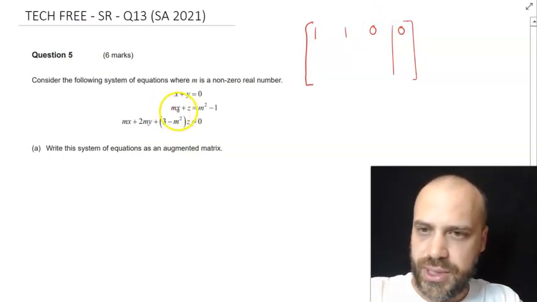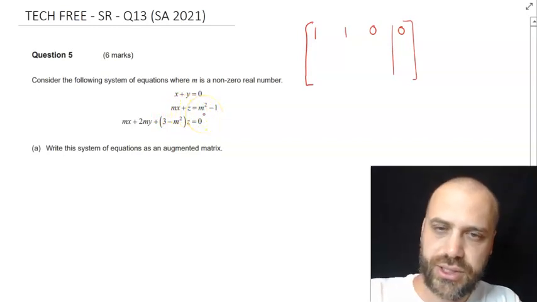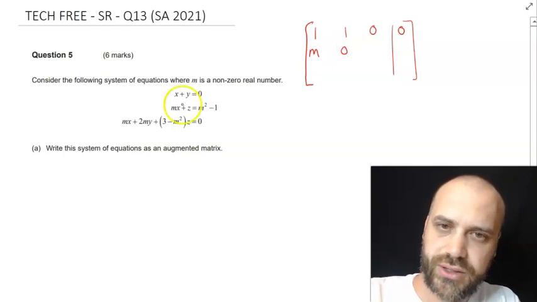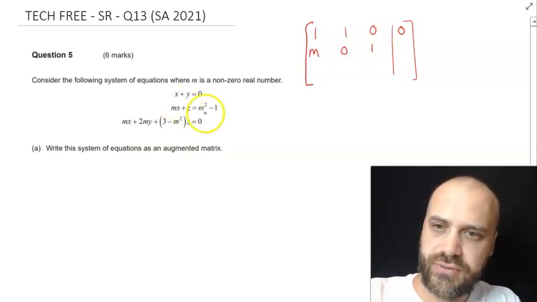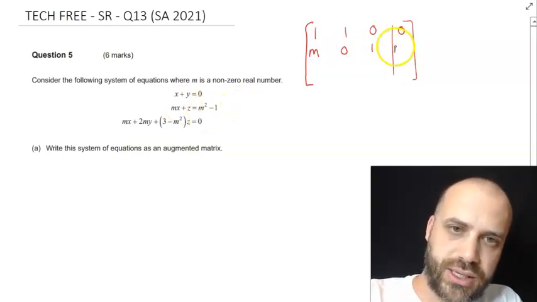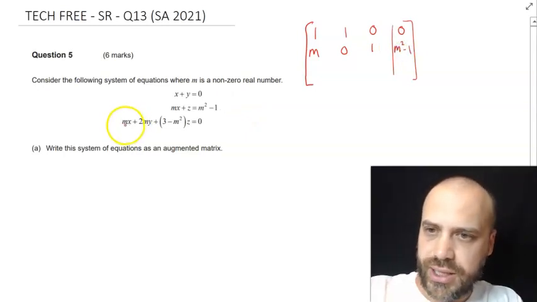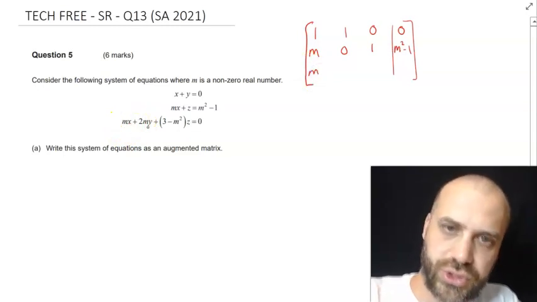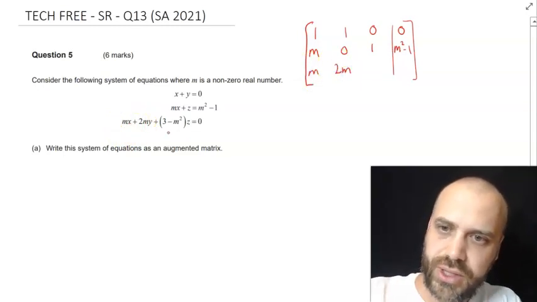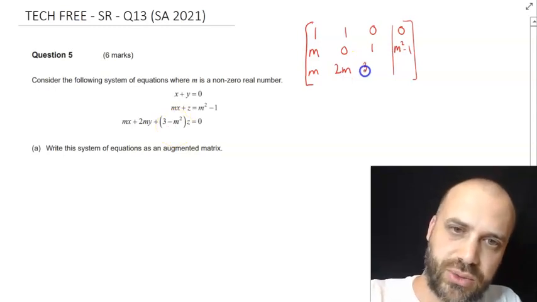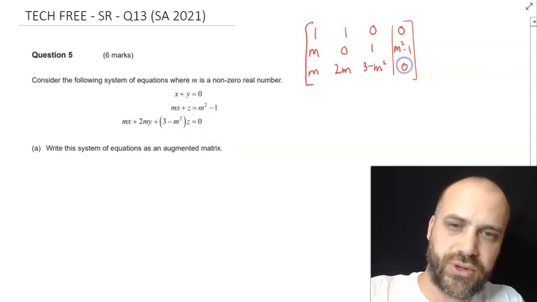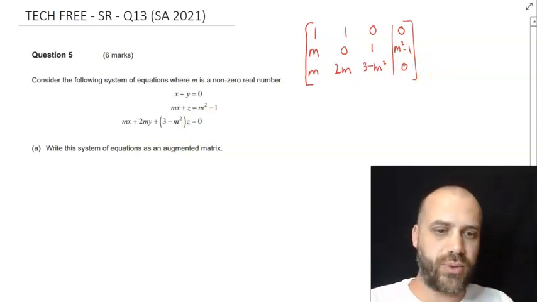We've got an mx plus z. So m is our x value, 0 for our y value, and 1 for our z value. And this bit here is m squared minus 1. And then last of all, we've got m for our x value. We've got 2m for our y value. And we have 3 minus m squared for our z value. And we've got a 0 there, 1 mark.